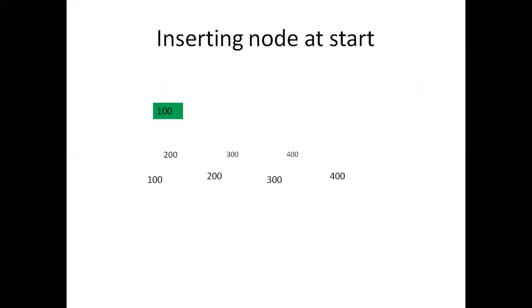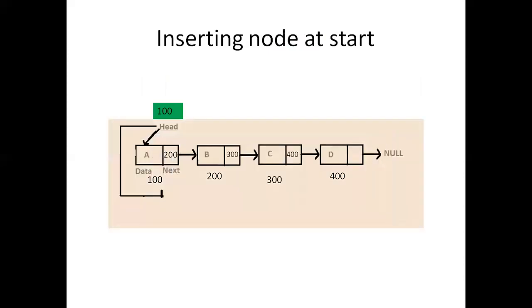Now, insert node at start. How to insert a node at the starting position? If you observe the diagram, we have four nodes: 100, 200, 300 and 400. Their data values are: 100 data is A, 200 data is B, 300 data is C, 400 data is D. Here the first node, 100, we call the head node.